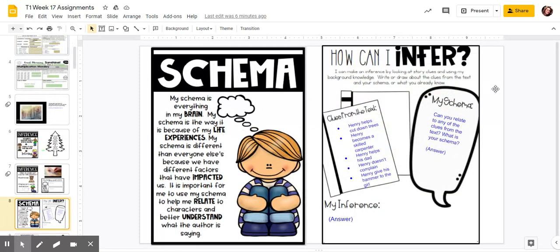Okay, and then the last thing that you're going to do based on the book is you're going to do an inference based on putting clues from the text together with your own schema. So I've written down some clues from the text. They're all about Henry. Therefore, your inference should be about Henry. He helps cut down trees. He becomes a skilled carpenter. He helps his dad. He doesn't complain. Henry gives his hammer to the girl. These are all different clues from the text.